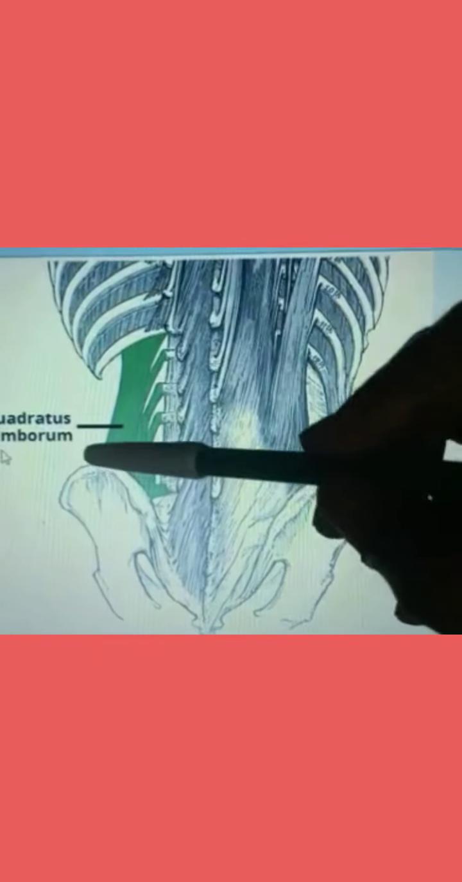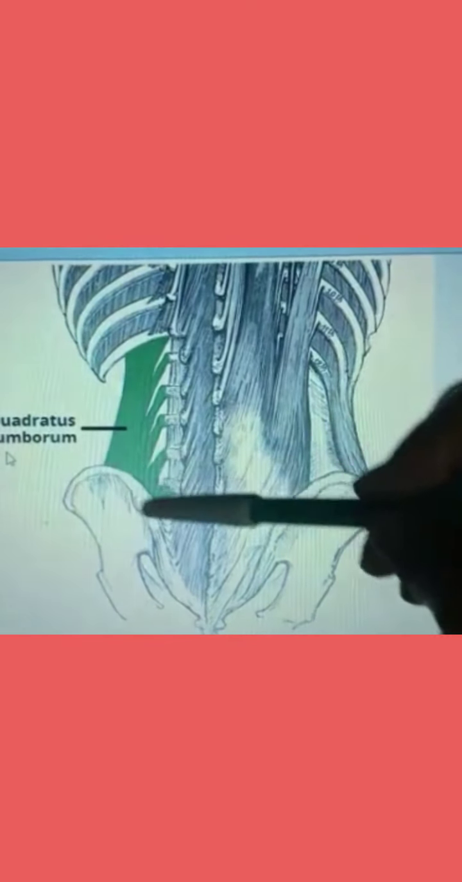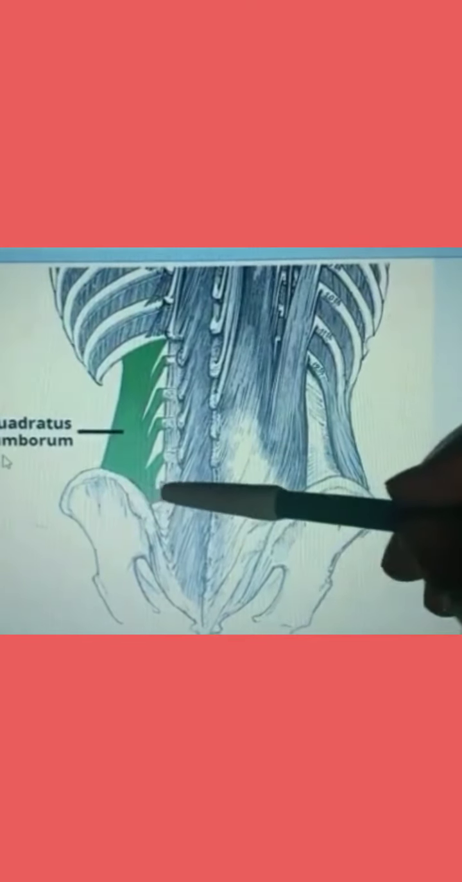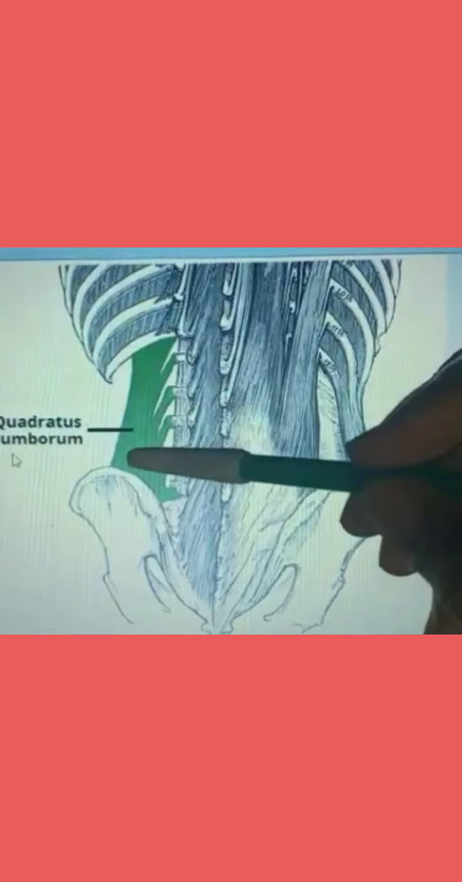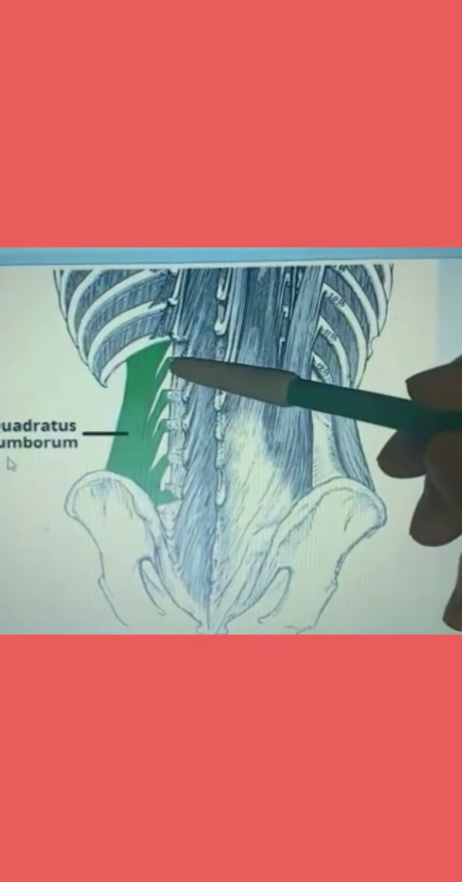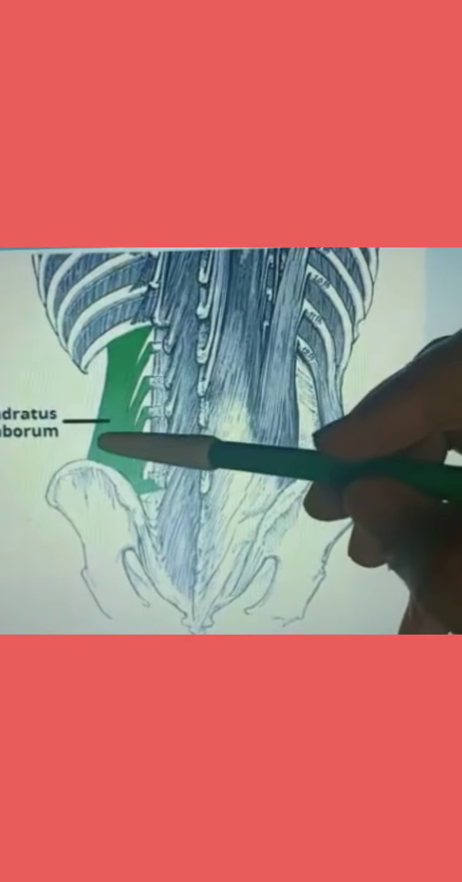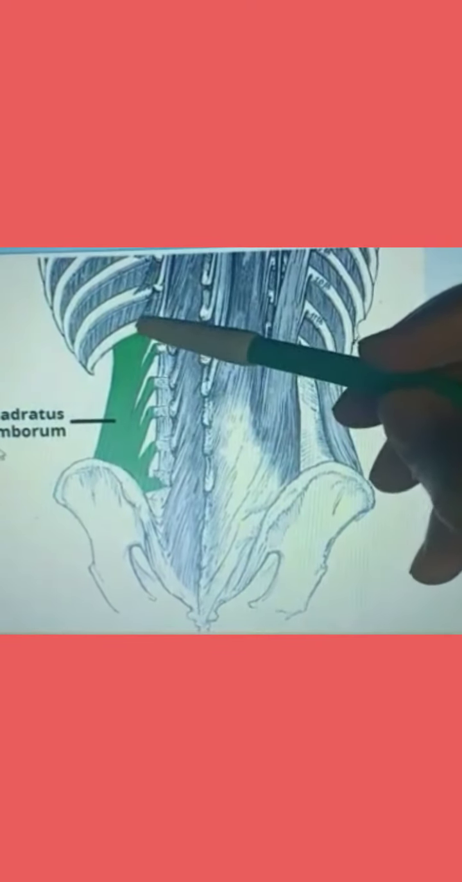I again repeat, the origin is from below. It arises from the inner lip of the iliac crest, the fifth lumbar vertebra and the iliolumbar ligament, and its insertion is into the upper four lumbar vertebrae, 1, 2, 3 and 4, and into the medial part of the 12th rib. This is the 12th rib.